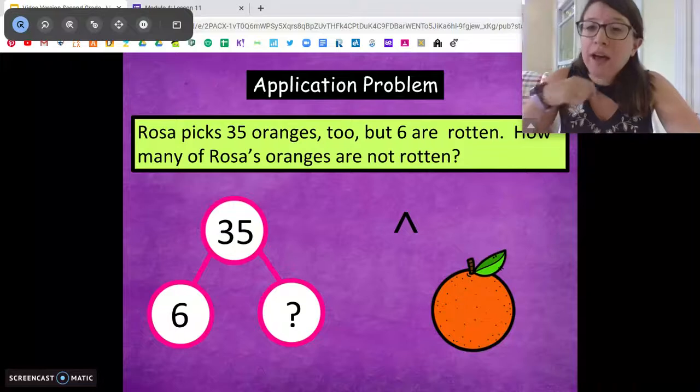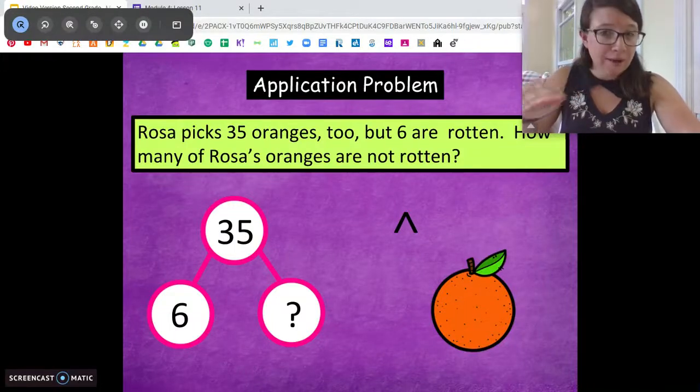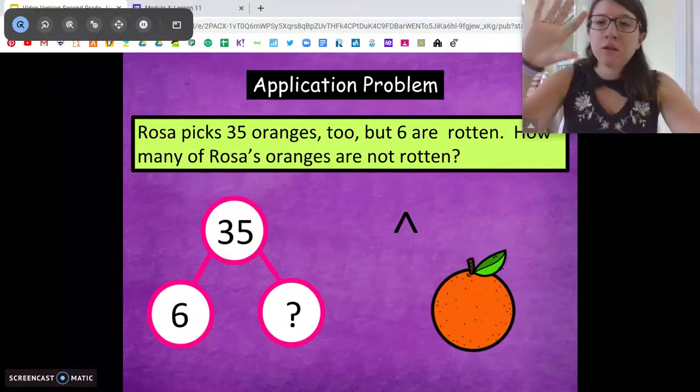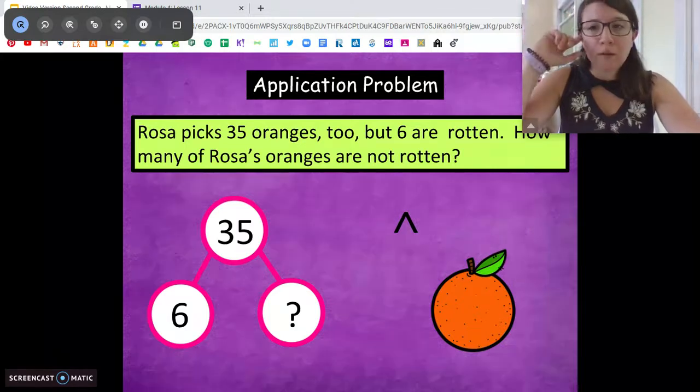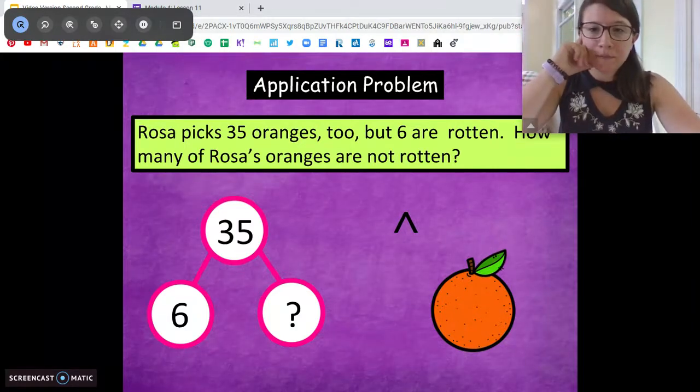For this one, I want you to pause, write me a number sentence, and solve. So you're going to pause, write me a number sentence, and solve for this one. Go ahead.